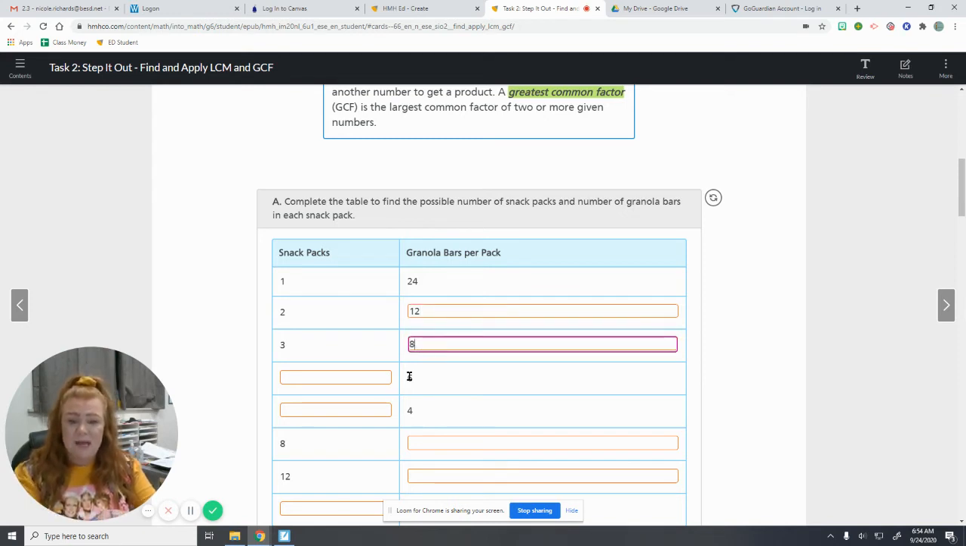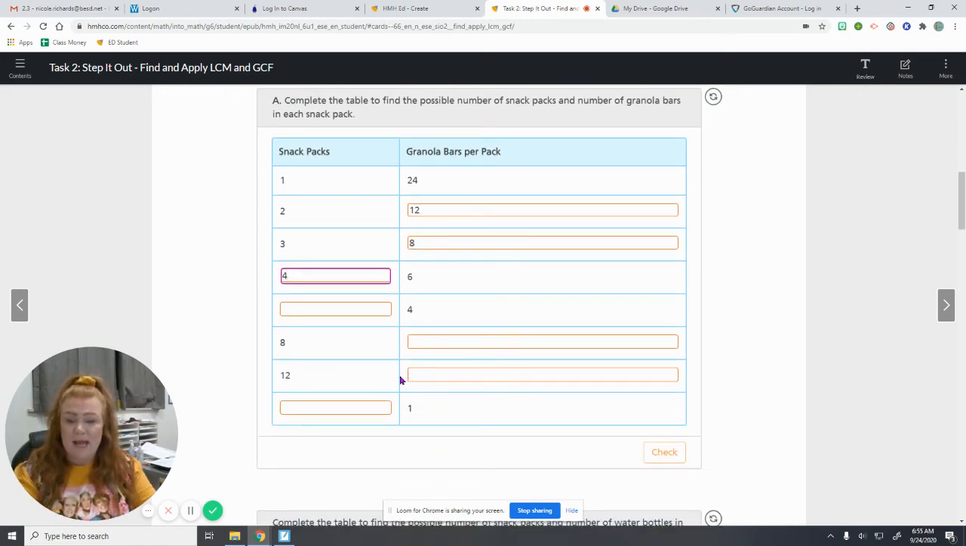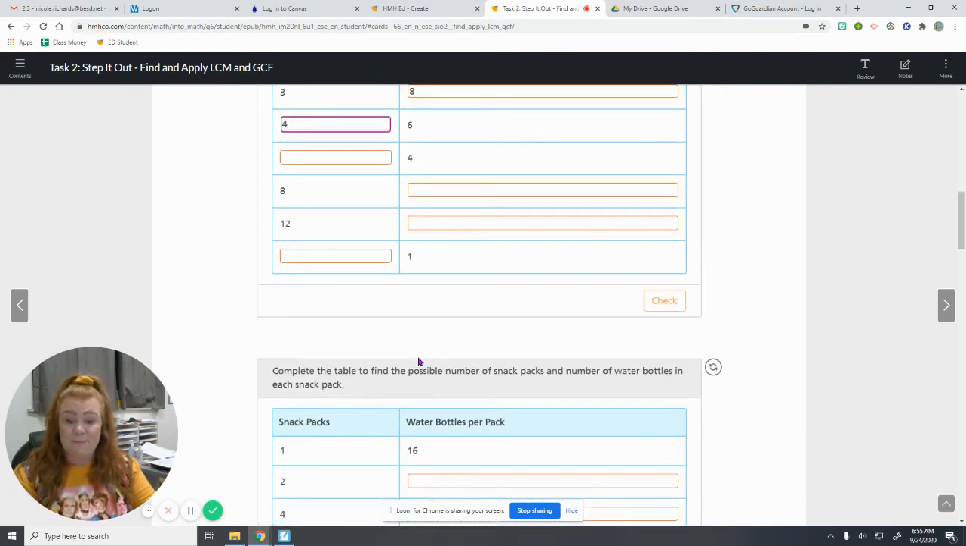8. Okay, so this one is saying if we have 6 in each group, how many groups? So 6 times what is 24? 6 times 4. I want you to pause and see if you can finish. So 4 times what is 24? 8 times what is 24? 12 times what is 24? And 1 times what is 24? So every time we're trying to make 24 when we multiply.